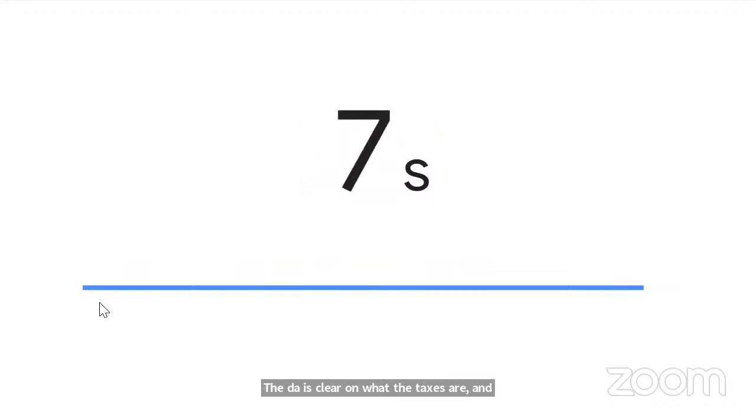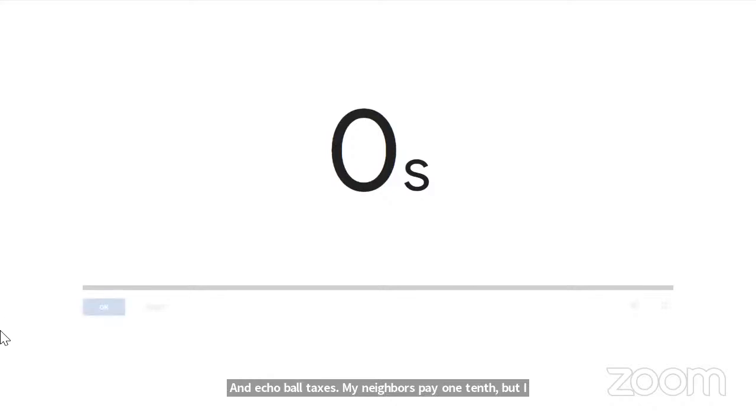And also we all suffer inequitable taxes. My neighbors pay 1/10 of what I do for the same house due to Prop 13. Time has expired. Thank you.